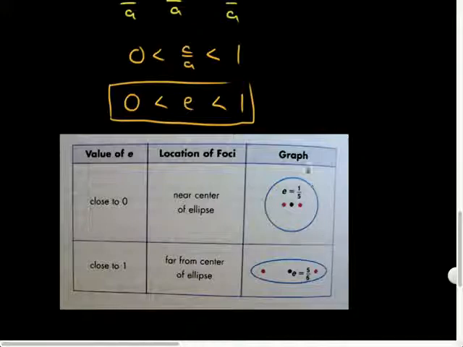All right? And the graph, how would you describe that graph compared to this one? It's more circular, right? Where if the eccentricity is larger and closer to 1, the maximum threshold, which it can never equal, it can just get close to 1, then the foci are far from the center. And how would you describe this ellipse? Technically both of these are ellipses, but this one is far from being circular. It's elongated, right? It's extreme.